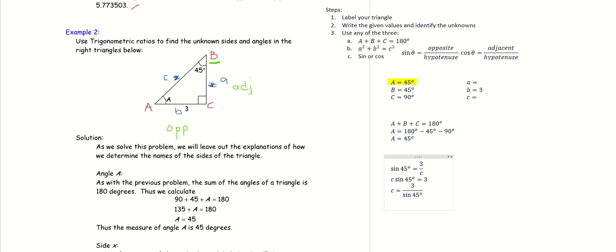Okay. Now, solving for C, we just have to press it on our calculators. So we have 3 divided by sine 45 is 4.24. So we already have the value for C, which is 4.24. Okay. Now, to find A, finally, we can use the Pythagorean theorem.